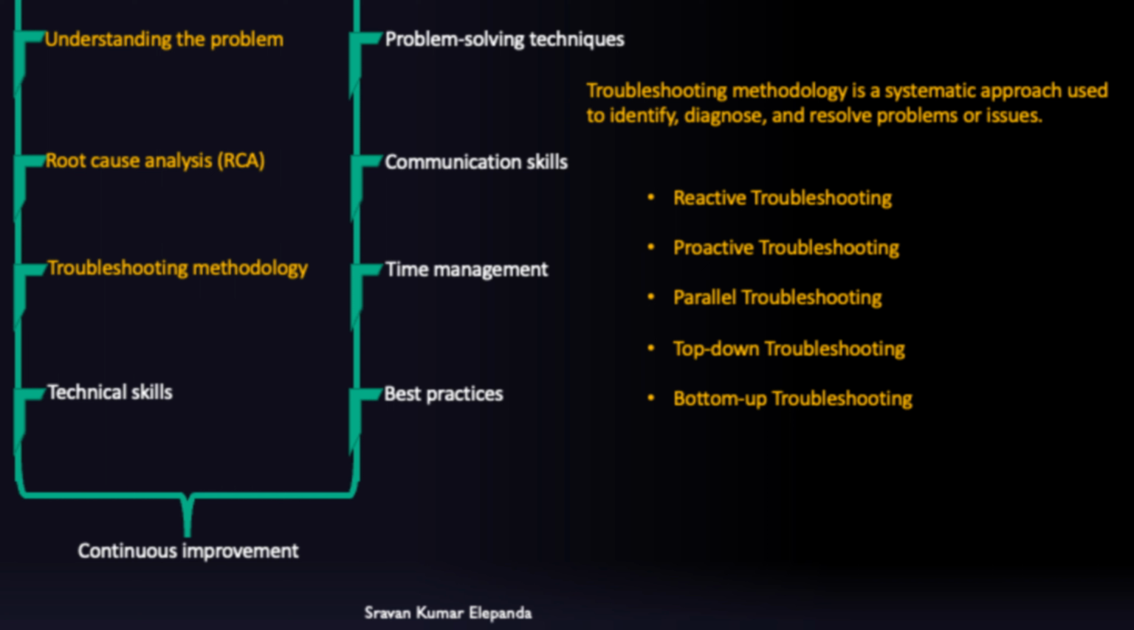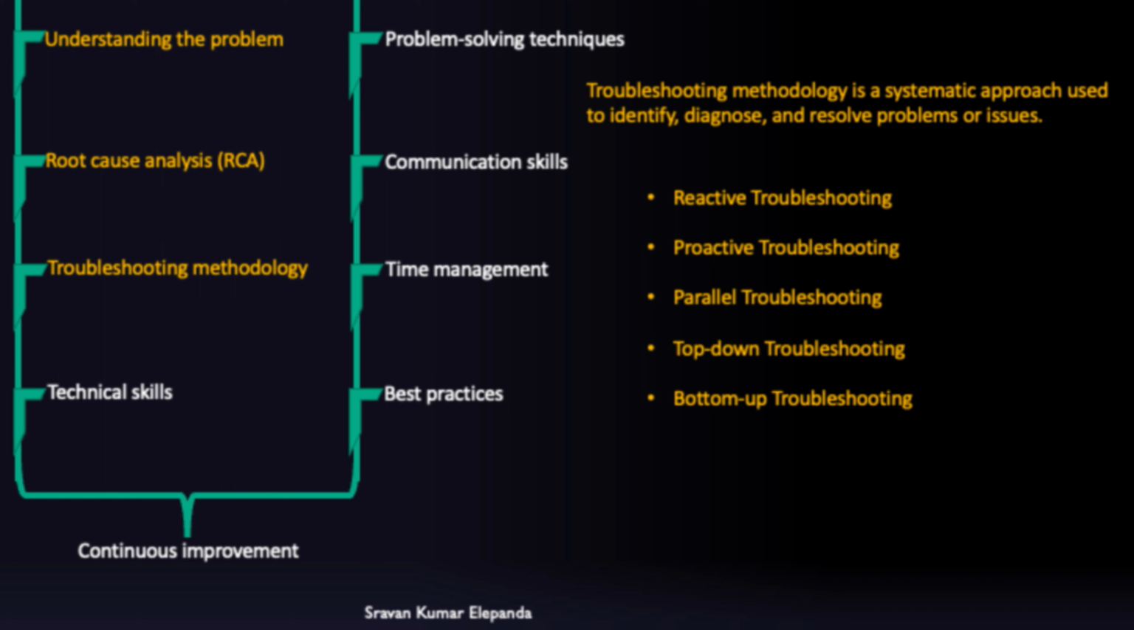A lot of us might be involved in reactive troubleshooting. What is reactive troubleshooting? Reactive troubleshooting is the most common type of troubleshooting because you are engaged after the issue has been raised. If you have reactive monitoring, then you get involved in reactive troubleshooting. If you have proactive monitoring, then you are involved in proactive troubleshooting. And there is parallel troubleshooting, top-down, bottom-up, all these different methodologies. So let's go one at a time.